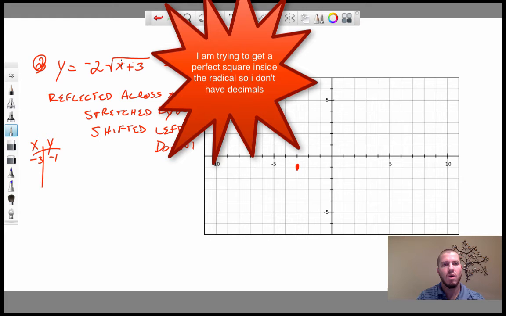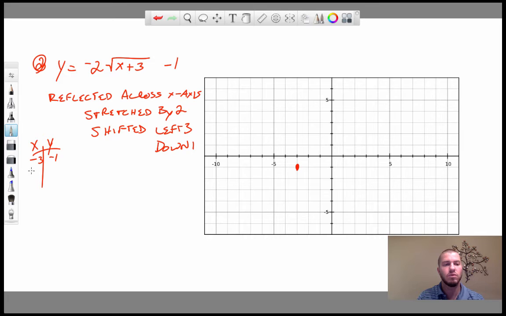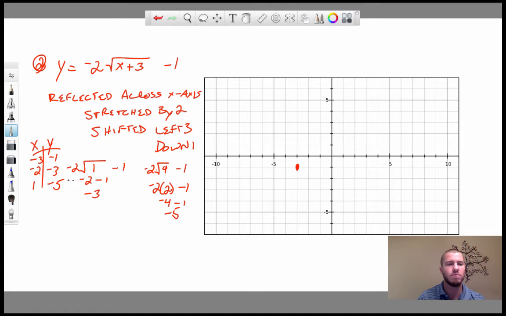And from there, what x value would make this a 1, which would be -2. And when I plug in -2, I'm going to have -2 times the square root of 1. Well, that's going to be -2 minus 1, which is -3. And then let's make this a 4. X being +1 would make that a 4. So when I plug it in, I have -2 times the square root of 4 minus 1. -2 times 2 minus 1. -4 minus 1 is -5. So those are my 2 points.